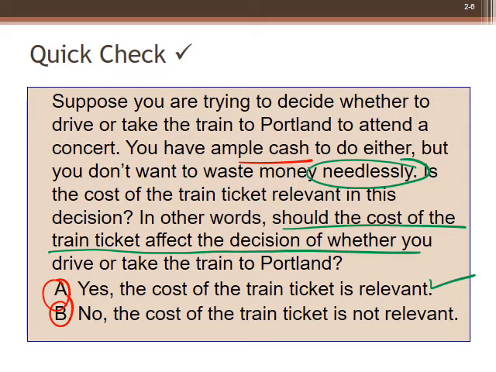If the train ticket cost is very low as compared to your driving cost, you will definitely try to book the train. If the train ticket costs you more, or the journey through train is longer, because you need to stop over, you have to go for lunch, you cannot take pets with you, right? There are multiple options as well. So in that case, yes, the cost of the train ticket is relevant.